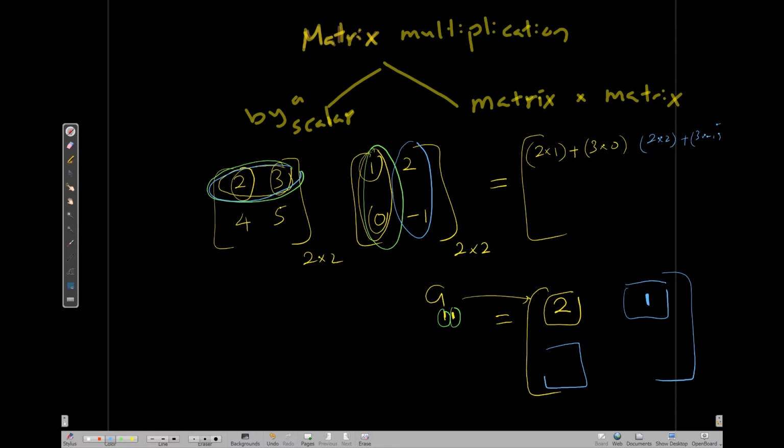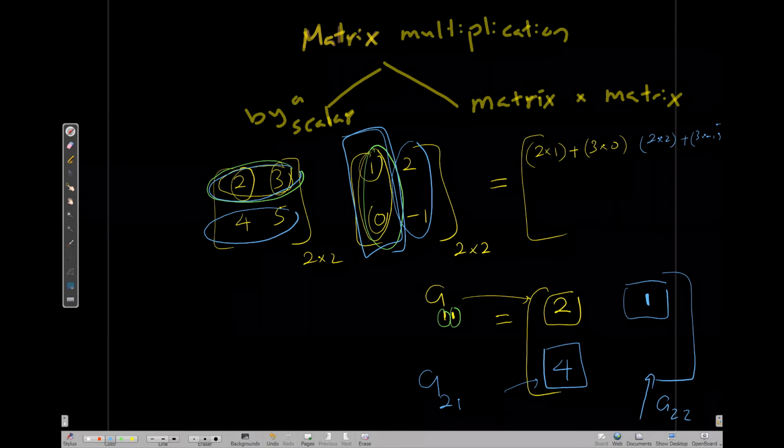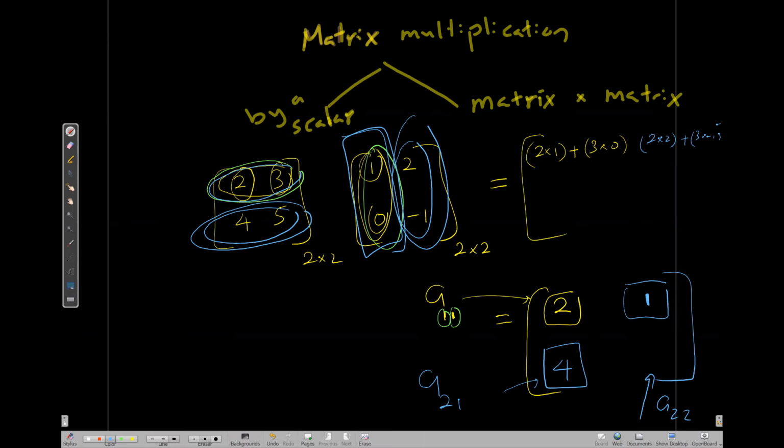And for this one, this is the 2, 1 entry, so second row, first column. So 4 times 1, 4, 5 times 0, 0. So 4. And this entry right here, A2, 2, second row, second column. 4 times 2, 8. 5 times negative 1, negative 5. So 8 minus 5, 3. I think that should be clear, right?